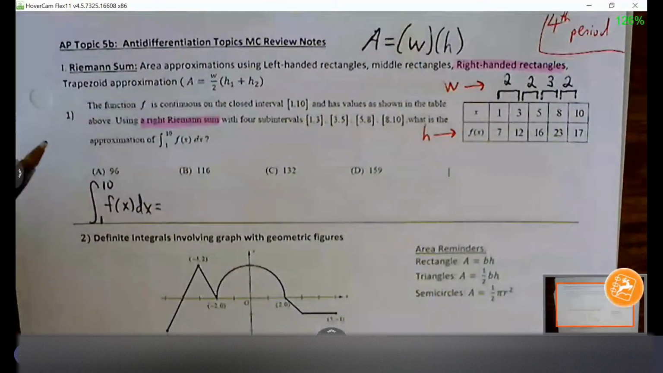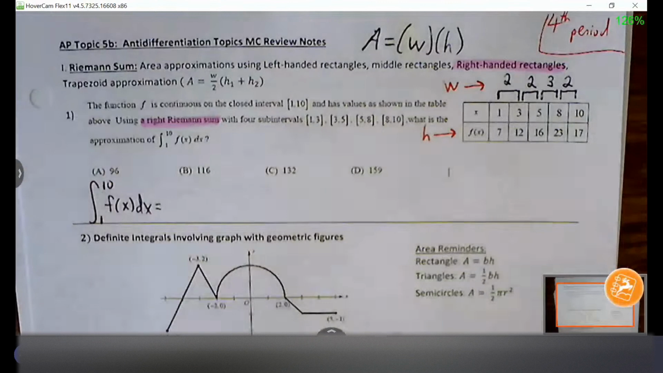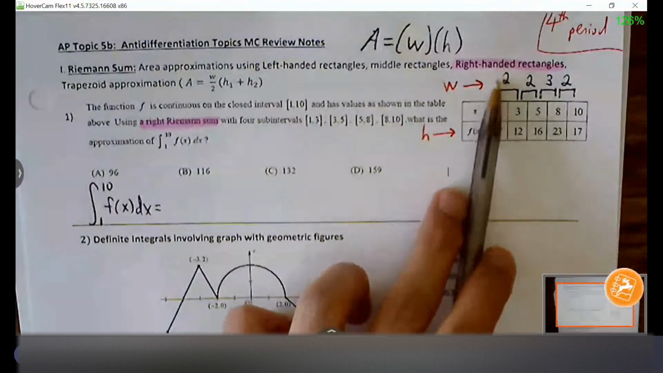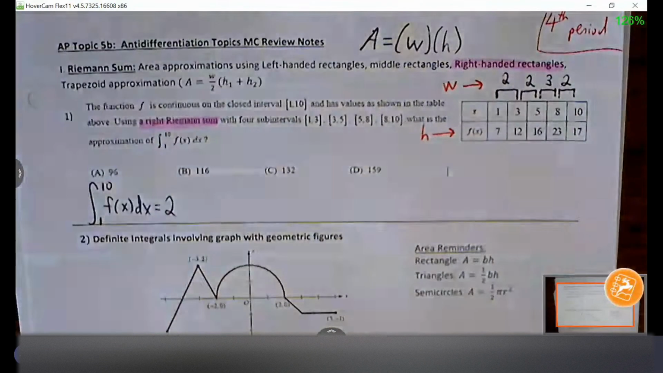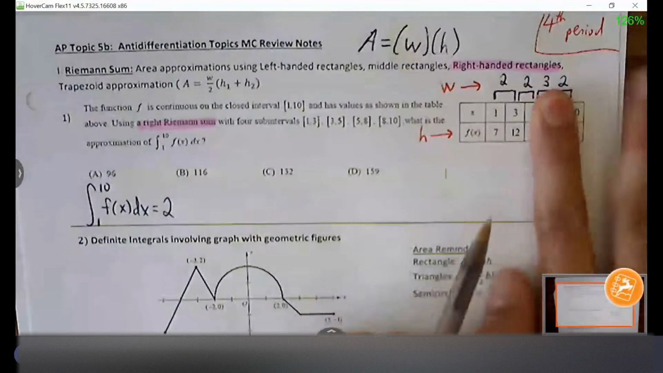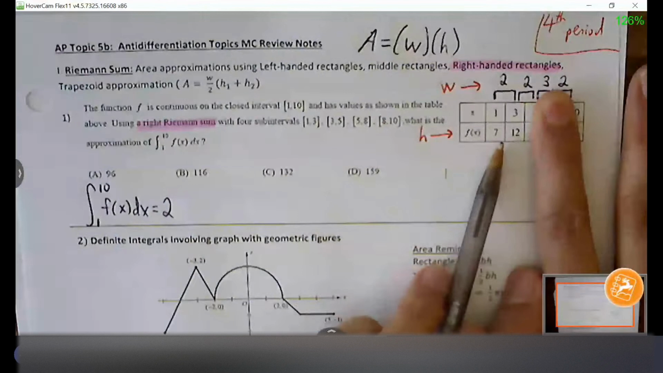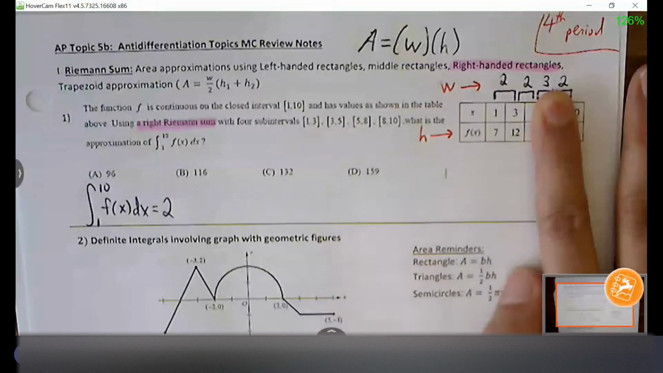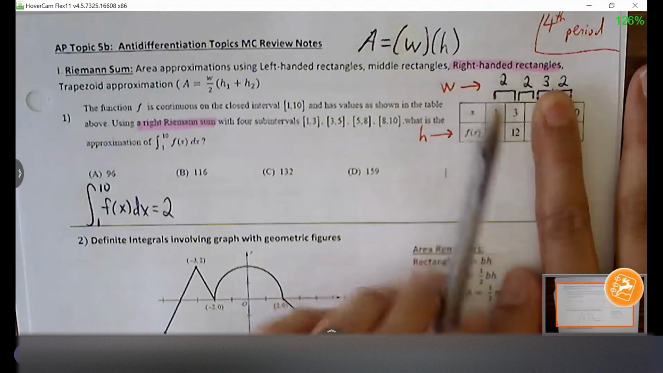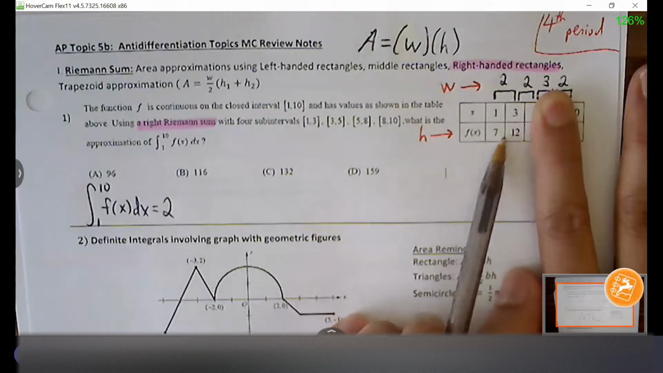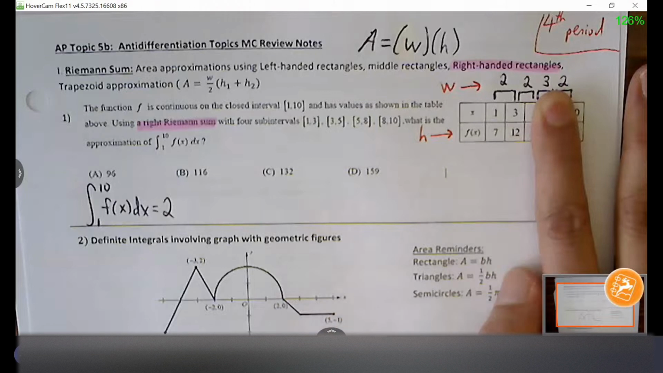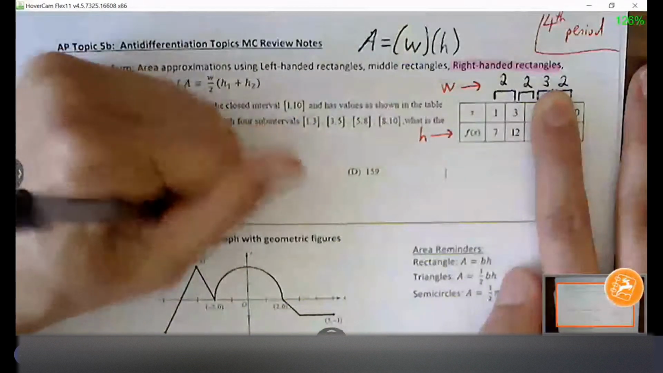Let's find the area of my first rectangle. That's going to be the width of my first rectangle, which is 2, width times height. Now the height is going to have to come from the second row here. So which one do I choose? Do I choose 7 or 12? 12. Yeah, because I'm doing right-handed rectangles. So my first subinterval, the 7 would be for left-handed rectangle, but the 12 is on the right side, so that's me for the right-handed rectangle. So 2 times 12, width times height. There we have the area of my first rectangle.